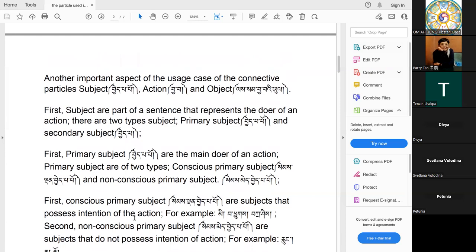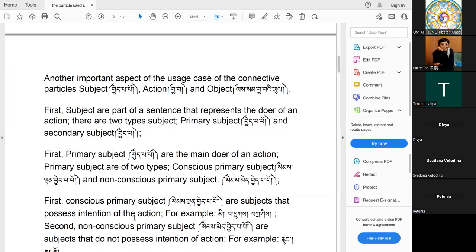So the difference between the conscious and the non-conscious primary subject is the intention of the action. The intention that I want to do this and achieve this from this, that is the intention of the action. So therefore, if it's a subject that has that intention, then it becomes the conscious primary subject.